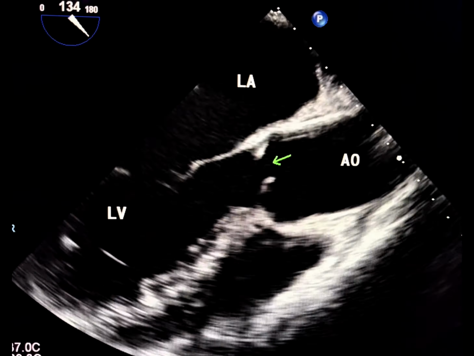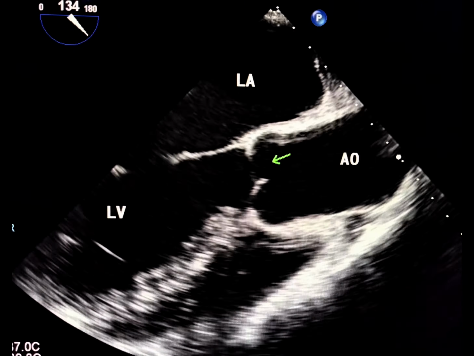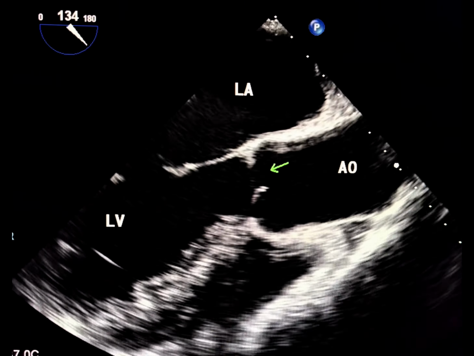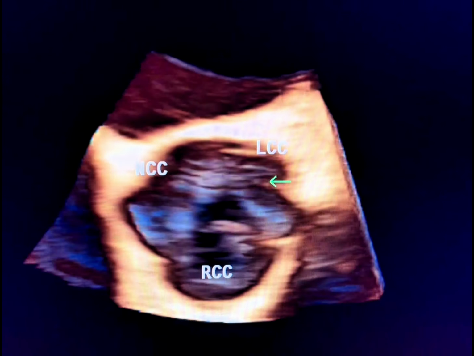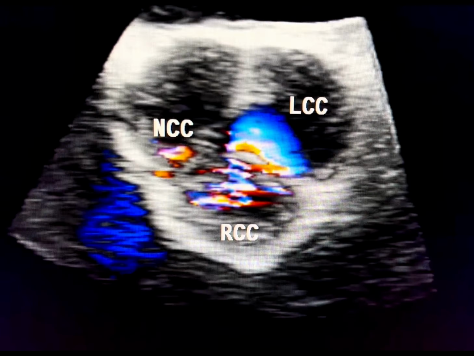The aortic root and ascending aorta are normal, but the left coronary cusp fails to coapt properly with the right coronary cusp. This 3D view depicts a prolapsed left coronary cusp.